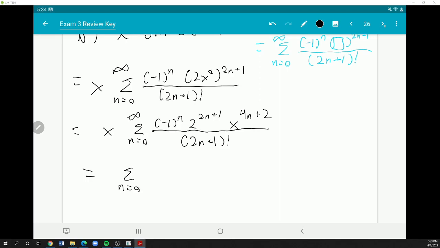So this is the sum n equals 0 to infinity, minus 1 to the n, 2 to the 2n plus 1, x to the 4n plus 3 over 2n plus 1 factorial. Okay, and that's our final answer.